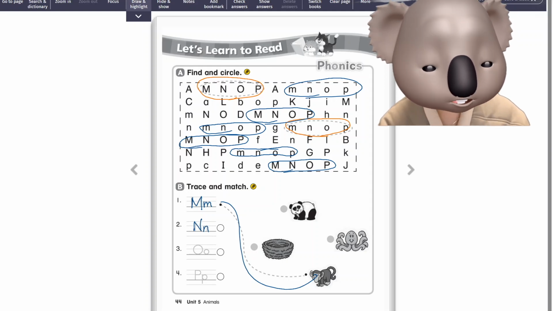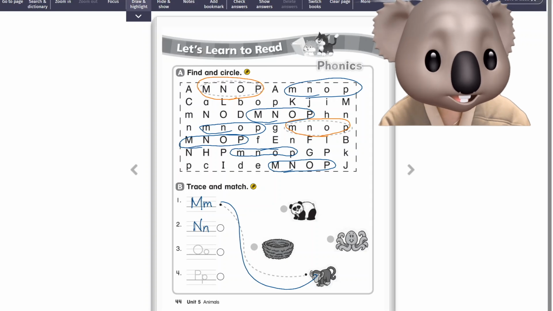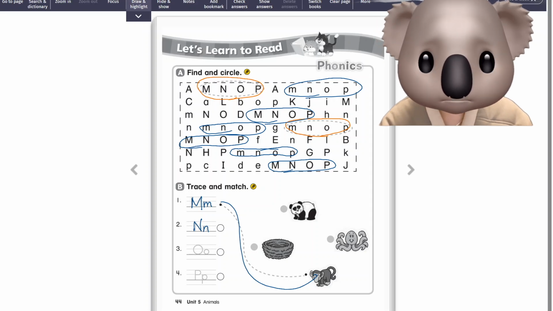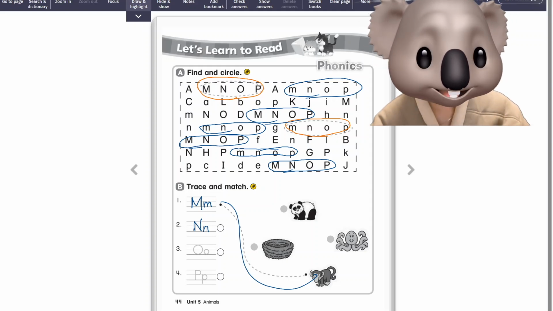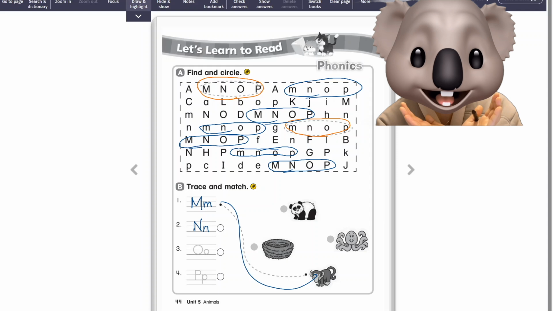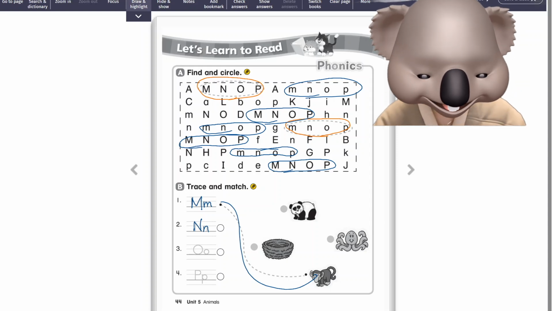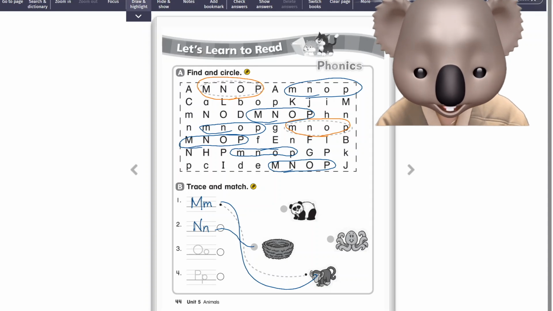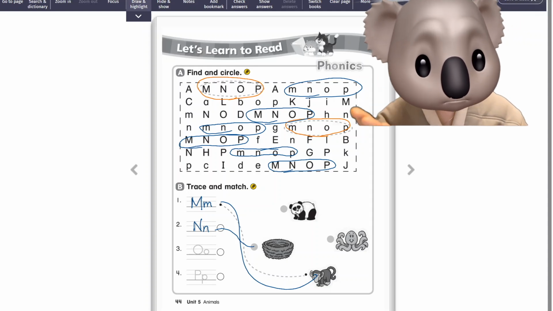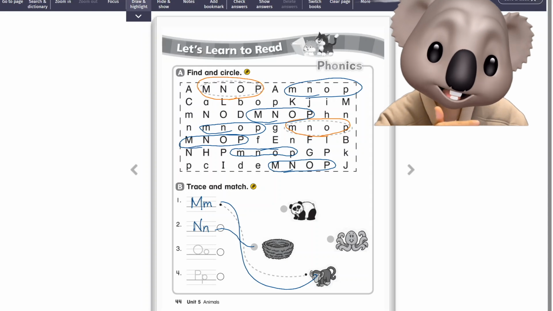Which picture starts with the letter N? N. I'll give you a hint. What's the name of a bird's home? Nest. Great. Let's connect it to the picture of the nest. Number 3 and 4, 혼자 하고 다음 페이지에 만날게요.